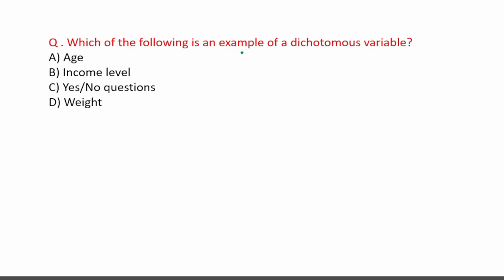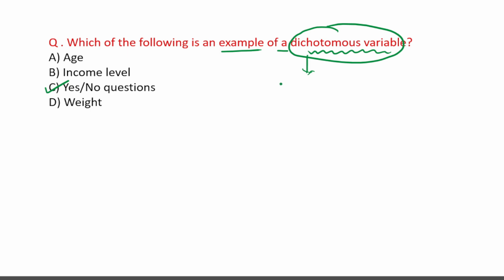Which of the following is an example of a dichotomous variable? The options are A, age, B, income level, C, yes or no question, or D, weight. So the answer is very simple. The answer is option C, that is, yes or no question is an example of a dichotomous variable. Now what is a dichotomous variable?